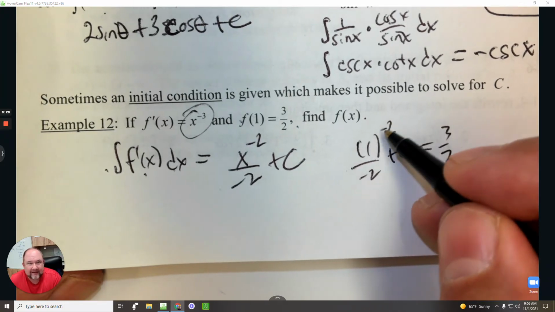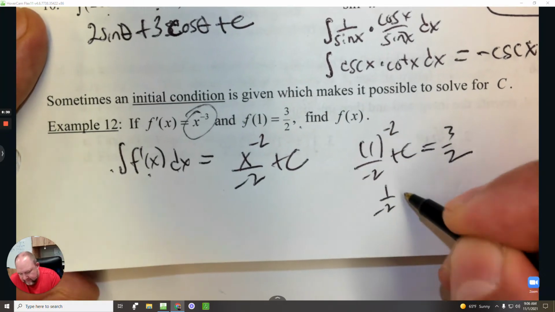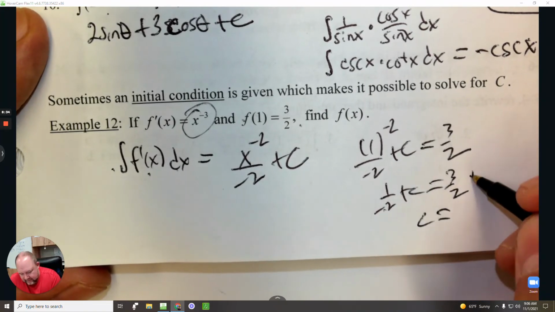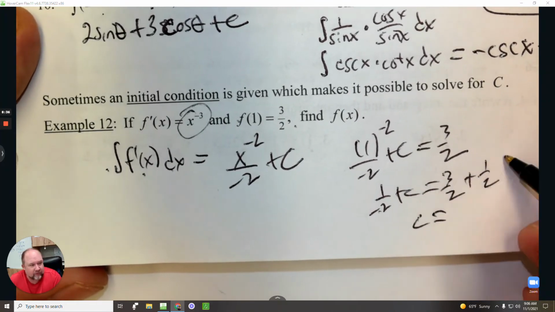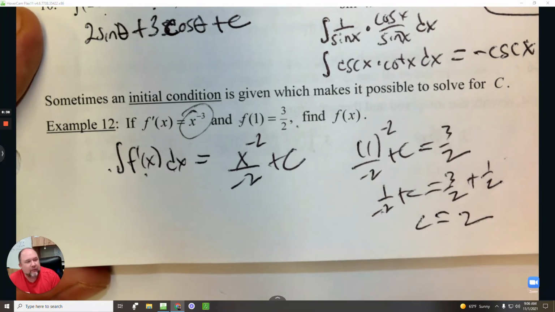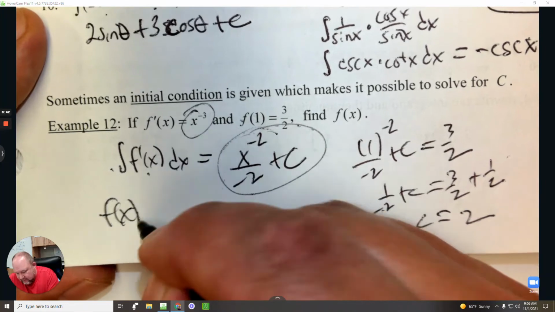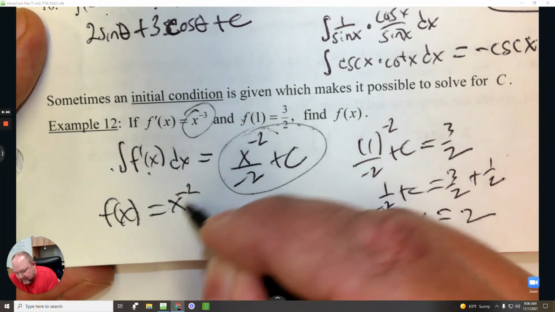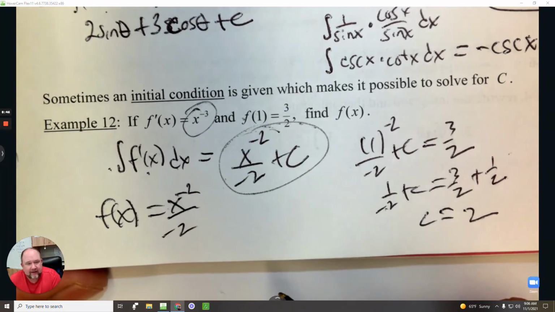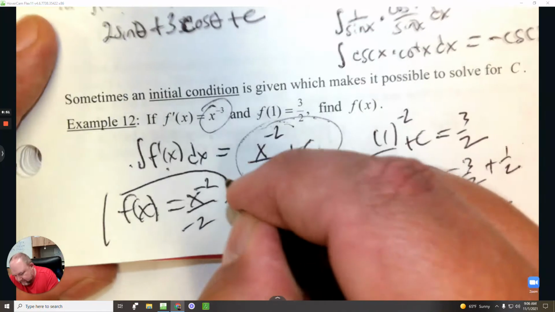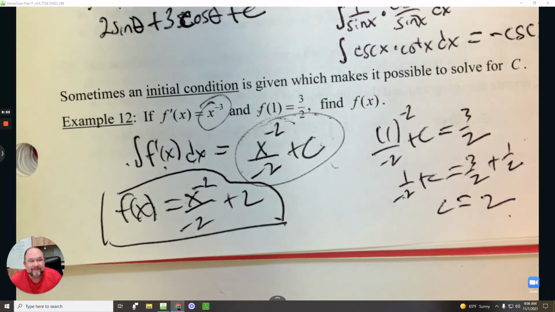So 1 to any exponent is 1. We still have a negative 2. And then I'm going to add a half to the other side. So this is 4 divided by 2. And then once we have our answer, come back here, and then we write it and summarize it. So it's x to the negative 2 divided by negative 2, and then plus the constant, which is 2. Done.